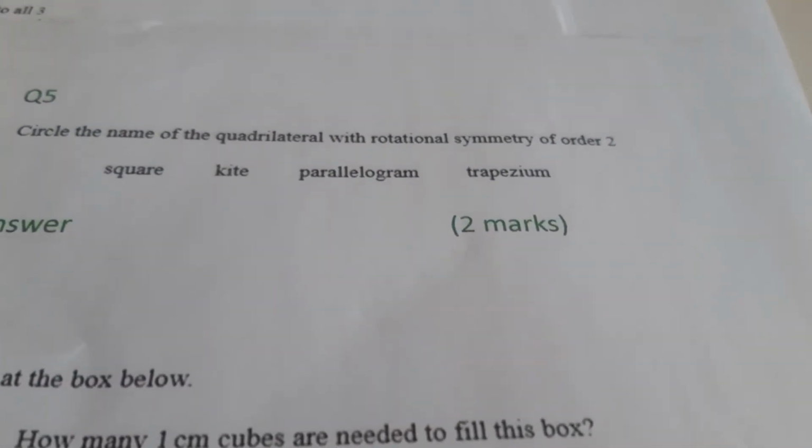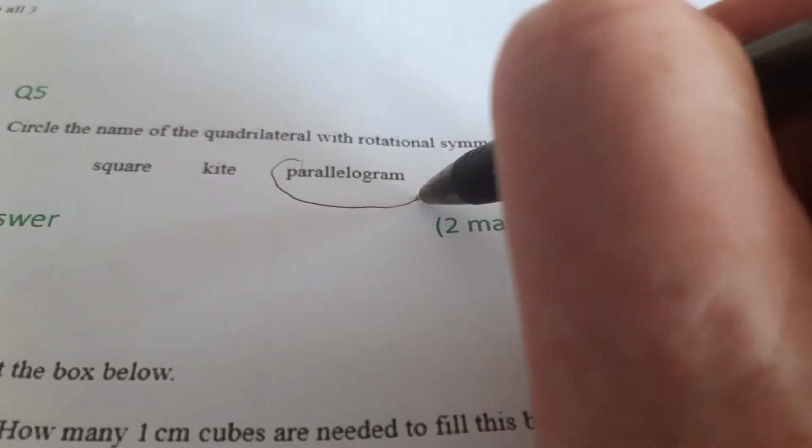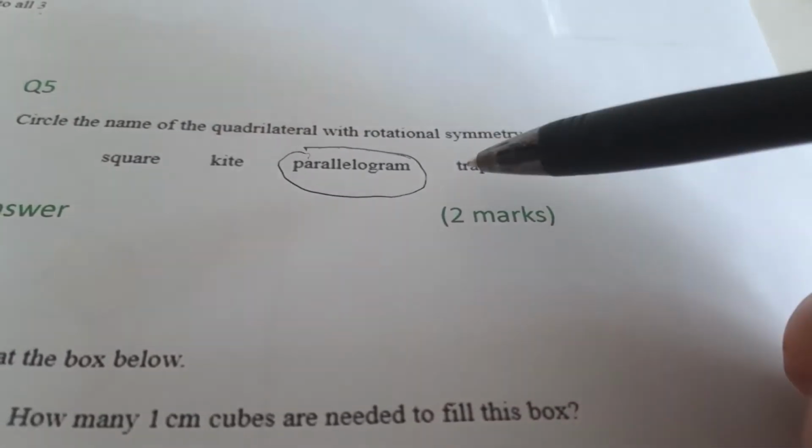Question 5. Circle the name of the quadrilateral with rotational symmetry of order 2. Parallelogram. Okay, remember, square is 4, kite is 1, trapezium is 1, parallelogram is 2. No lines of symmetry, but it does have rotational.